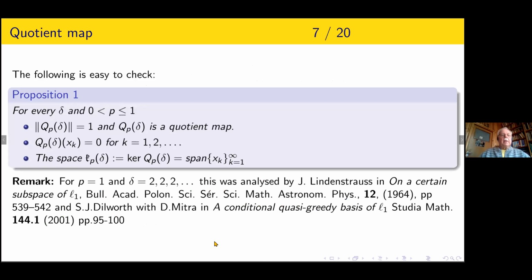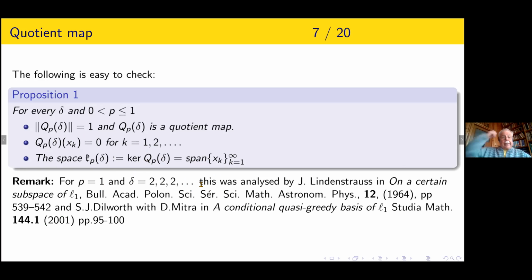Okay, so this was more or less it. And the following is pretty clear, namely that this operator has norm 1, it is obvious, it is a quotient map, and it is also pretty clear that this is 0, I basically explained. And then the space, which will be called Gothic K_p(δ), is a kernel. First it is a kernel, and then the kernel is the span of all those vectors. This requires some arguments, but we are not going to invent everything from scratch. So this was, as I said, for p equal 1 and for δ equal 2.